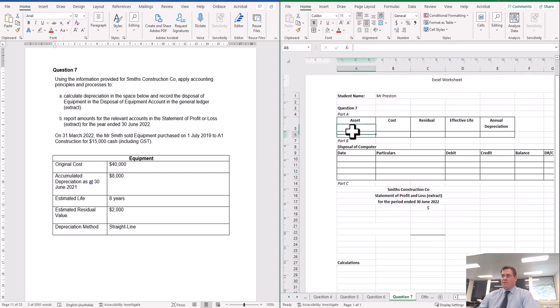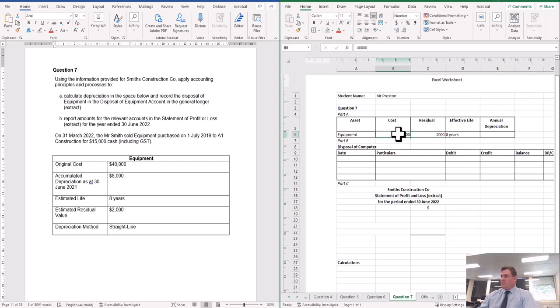So we'll prepare the asset details table first. So we've got the asset, in this case it's equipment. The cost of the asset is given to us, which was $40,000. Then we've got the residual, which is $2,000, the effective life of 8 years, and the annual depreciation we'll need to calculate. So all of that information I've just grabbed from the table that's been given to me in the exam, and you'll have those same details there.